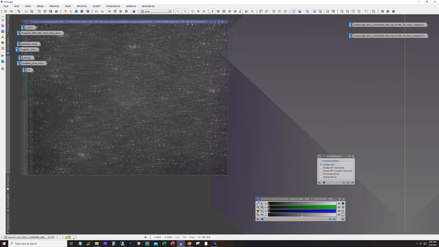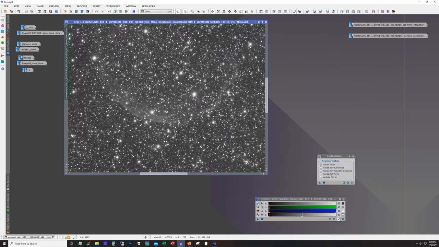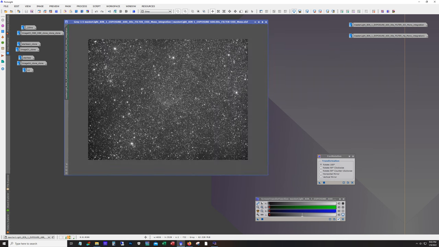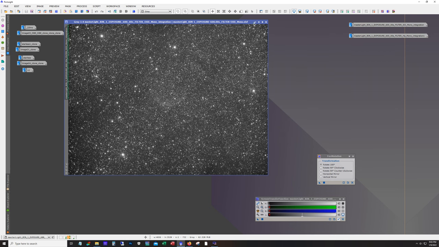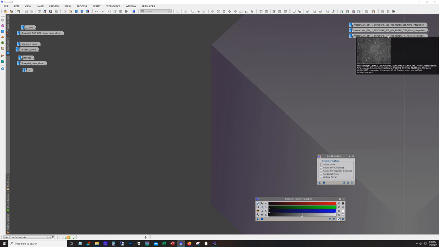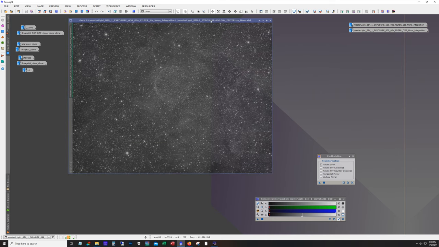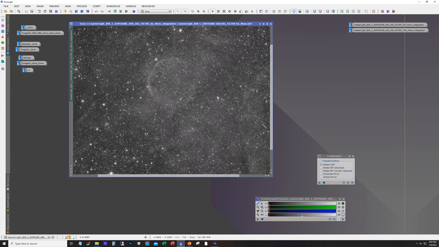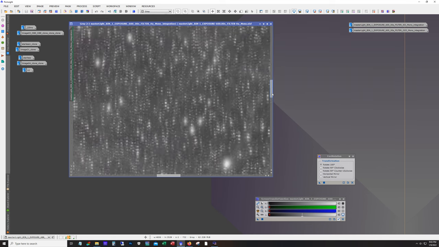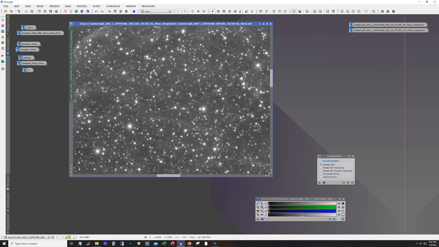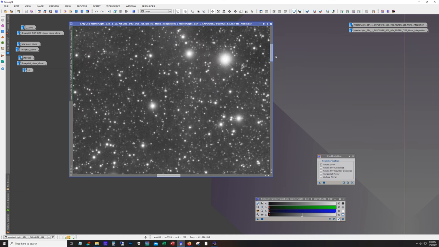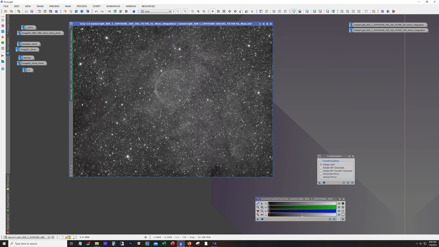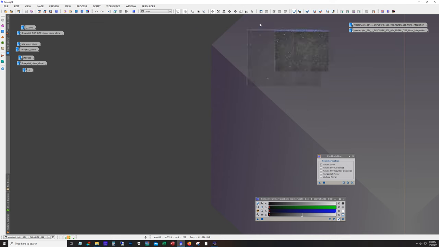Here's the O3. It's a very weak signal for O3. We got this little bit over here. This is 127 10-minute subs. And the HA, you can actually see it okay here, and we got some clouds here. For HA, I have 300 10-minute subs. And this is not processed, it's just straight auto stretch. So for processing this, I had my work cut out for me.